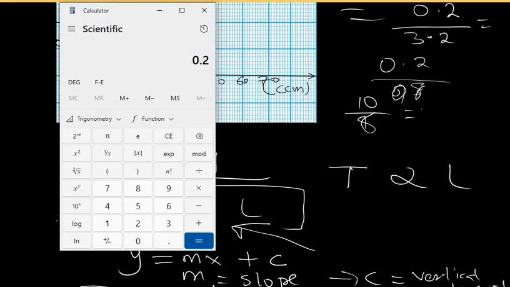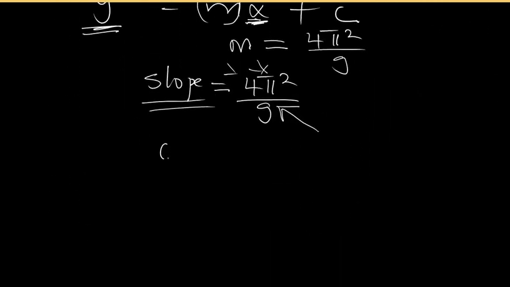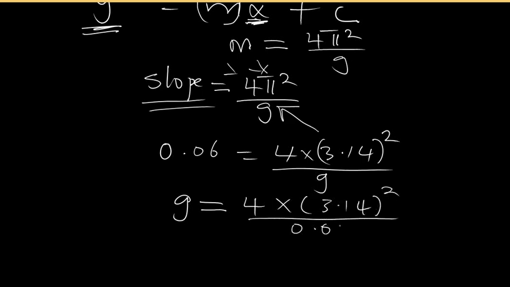0.2 divided by 3.2. So I'm having 0.062, so 0.06 approximately. So my slope, 0.06, equals 4 times pi square, that's 3.14 square, divided by g. So I can now get my g. My g will be 4 times 3.14 square all over 0.06.